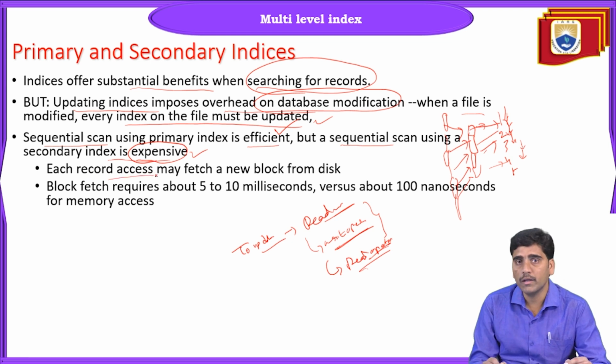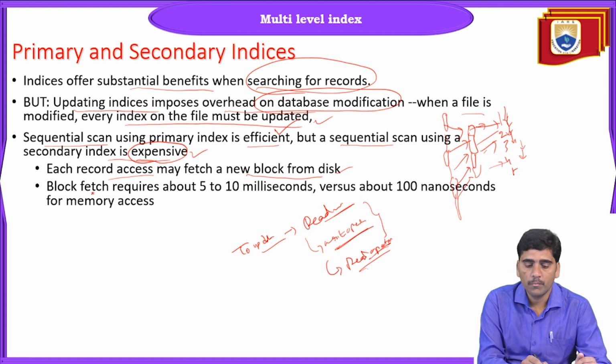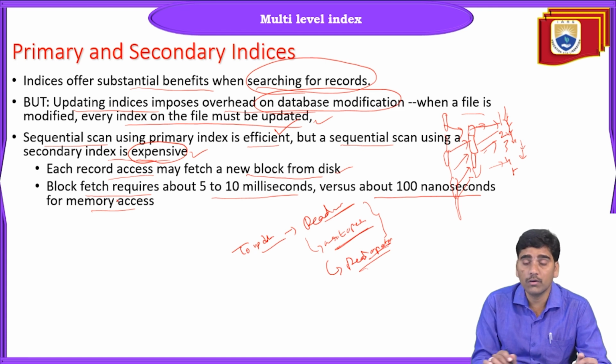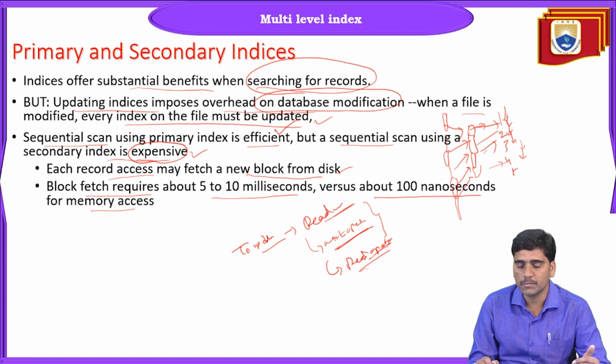Each record access may fetch a new block from disk. A block fetch requires about 5 to 10 milliseconds, versus about 100 nanoseconds for memory access. So it takes a lot of time. Access time for the records is much less when using primary indices.